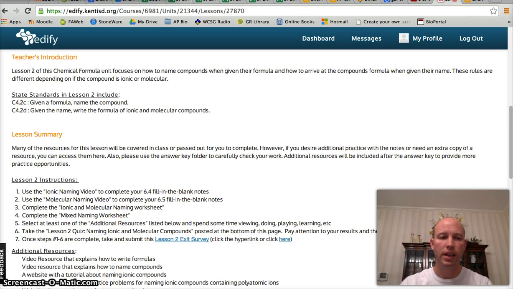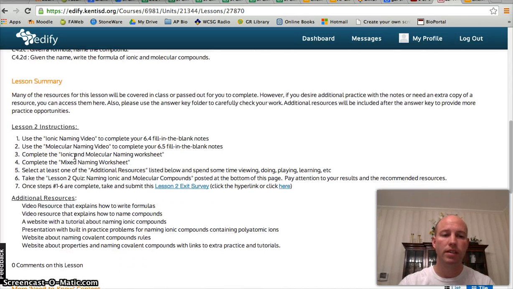Once again, our unit is laid out as follows. We have a couple state standards that we're trying to accomplish this time. If given a formula, be able to name it, and if given a name, be able to write the formula. And once again, you can see your lesson summary here with your lesson 2 instructions, the 7-step plan of what needs to be done over the next couple days of lesson 2.